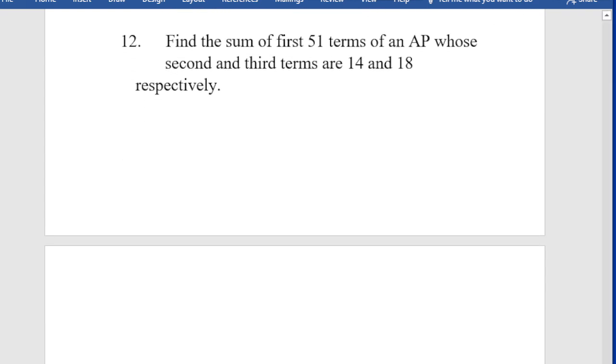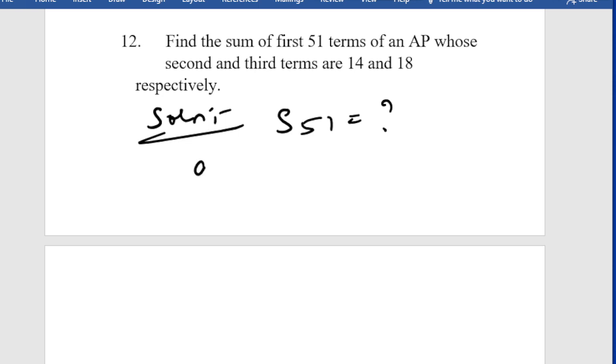We have one final question. Find the sum of first 51 terms of an AP whose second and third terms are 14 and 18 respectively. Okay, we have to find the sum of first 51 terms, that is S51. We need to find what is S51. Here A, D, nothing is mentioned. What is given? The second and third terms, that is A2 is 14 and the third term A3 is 18.